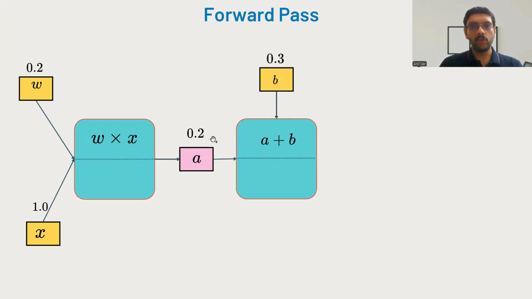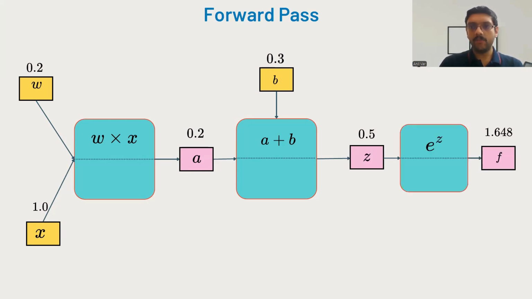We know a is 0.2, b is 0.3, where I've used the yellow to indicate the actual variables or inputs coming in, and the pink denotes intermediate variables, right? So we have a plus b, and the output was z. In this case, 0.3 plus 0.2, which is 0.5. And then the last node in this expression was the exponential of z, and f is what you get. As a result of that, the value of the exponential of 0.5 is 1.648.